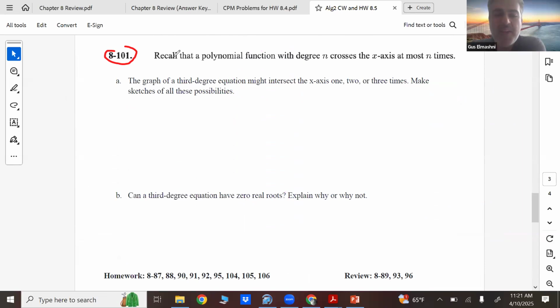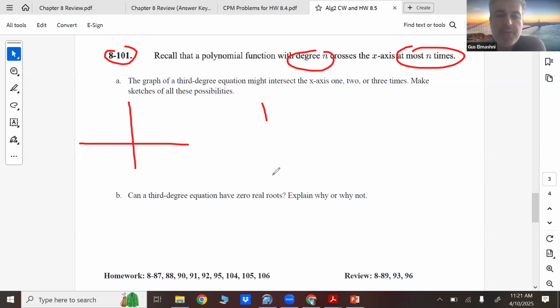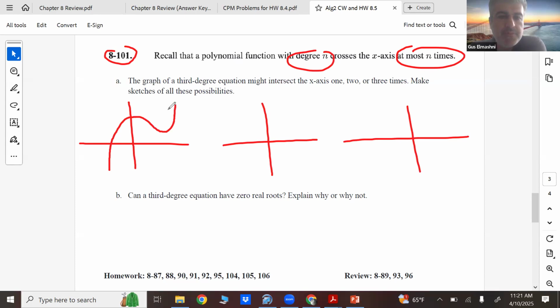All right, last part, guys. We're almost done here. We'll play Jeopardy after this. Okay, so guys, quiet. Recall that a degree n polynomial crosses x at most n times. So the graph of a third degree might intersect x 1, 2, or 3 times. Make a possible sketch of each. So it looks like this, right? If it does 1 time, you have to have that. Can you just have a linear equation? No, we're doing degree 3.